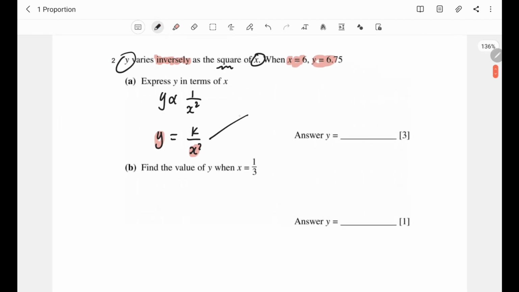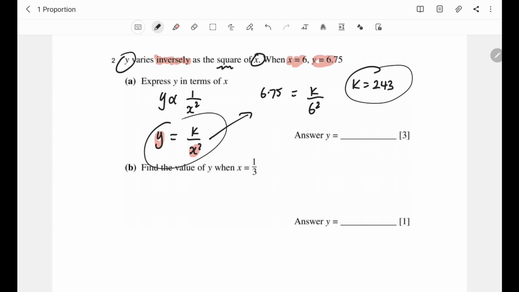So using this formula, plug in our y: 6.75 is equal to k over 6 squared. K therefore is 6.75 multiplied by 6 squared, which is 243. Then we plug our k value into this equation. So y is equal to 243 over x squared. We're going to use this to answer the next question.